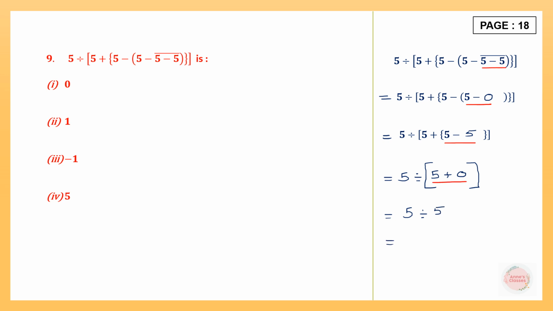Now we have 5 divided by 5. And 5 divided by 5 we know is 1. 5 divided by 5 is 1. So our answer here is 1. Which option is that? That is option 2.